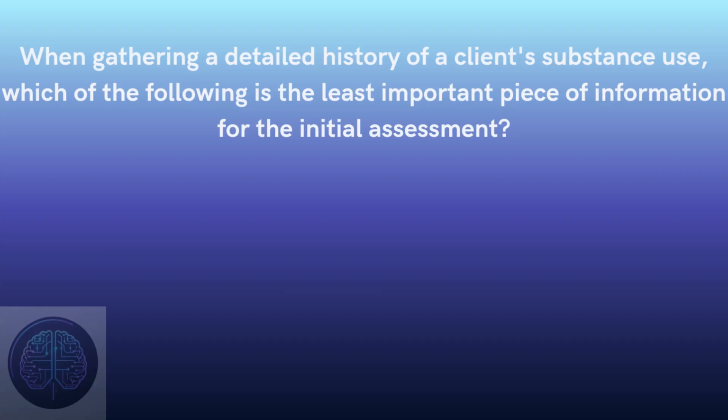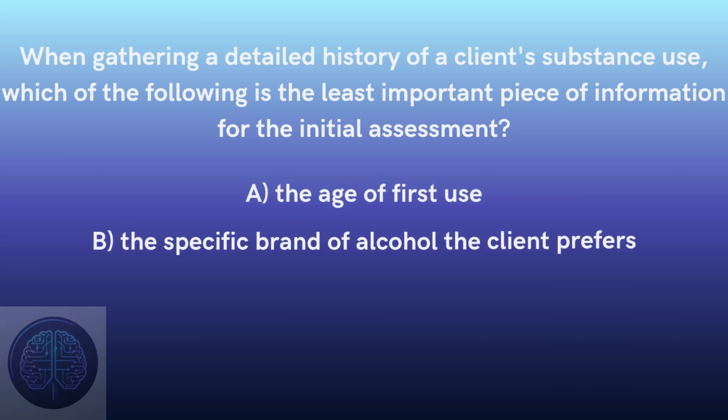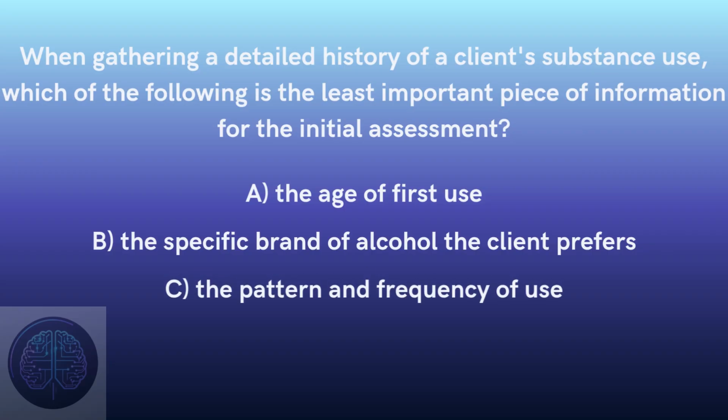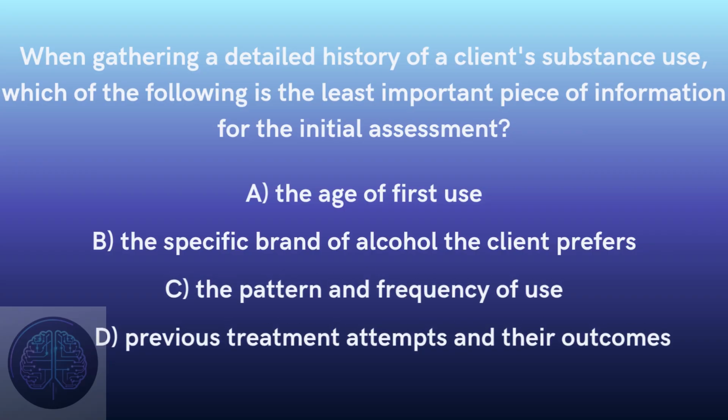Question 8. When gathering a detailed history of a client's substance use, which of the following is the least important piece of information for the initial assessment? Is it A, the age of first use, B, the specific brand of alcohol the client prefers, C, the pattern and frequency of use, or D, previous treatment attempts and their outcomes?